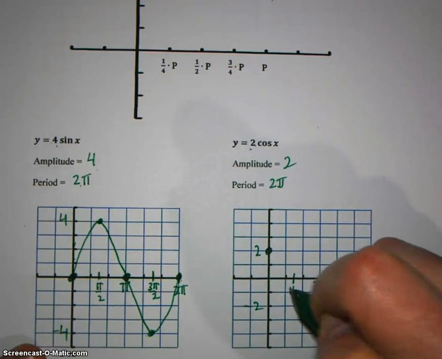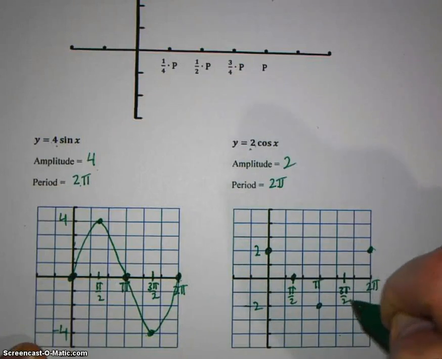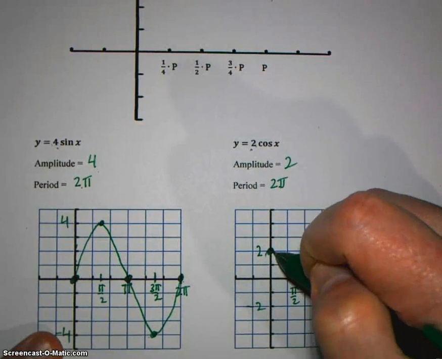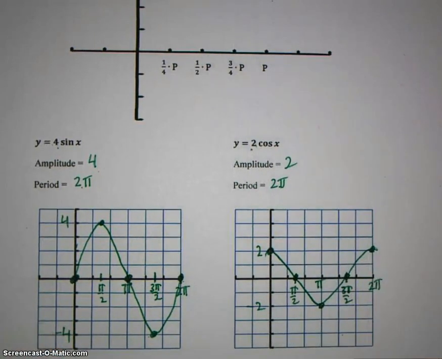Halfway between is pi over 2, so we got a dot there. And then halfway in between here is 3 pi over 2, so we have a dot there. And then we make a nice cosine graph, like so.